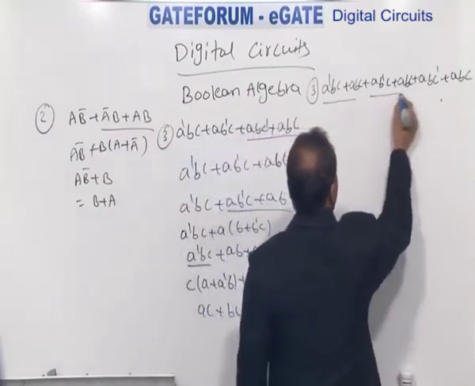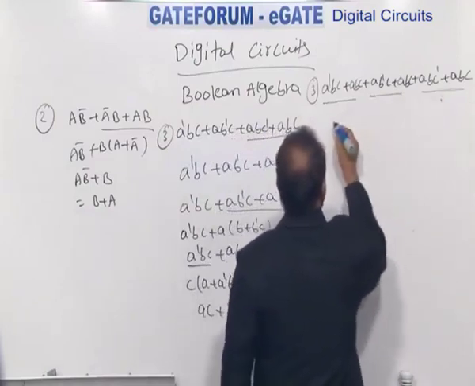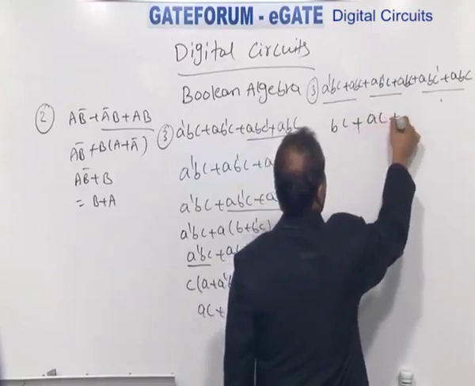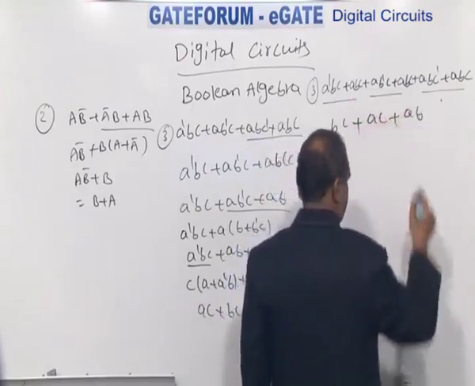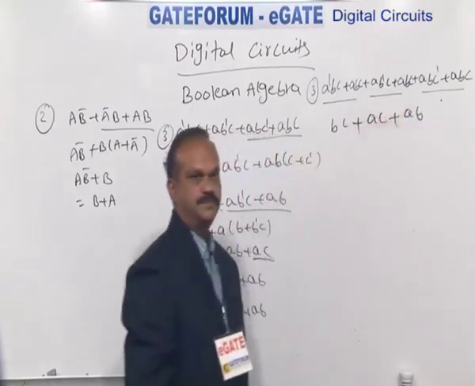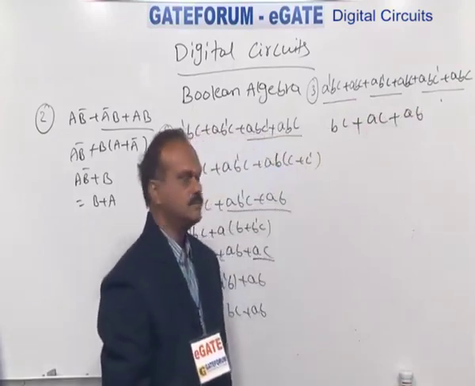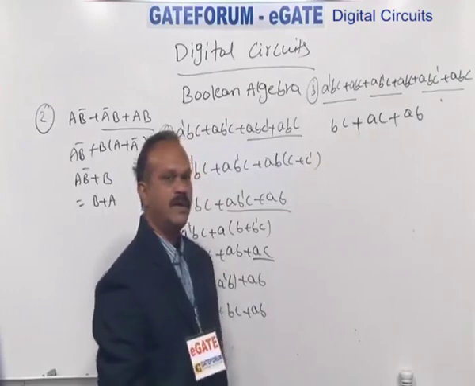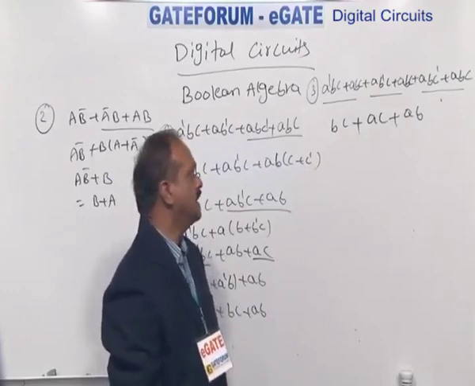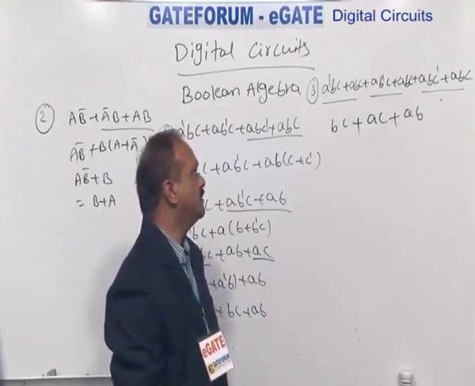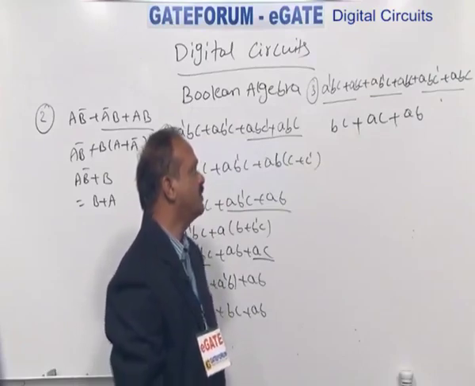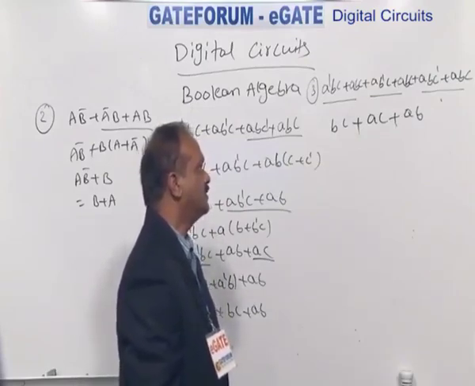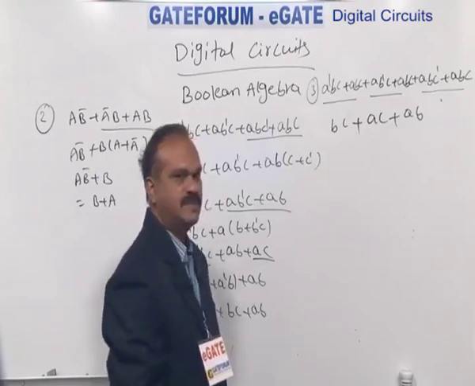So first two terms, next two terms, last two terms. In the first two terms, if you take BC common, you can write A plus A bar. Second and third terms, if you take AC common, B plus B bar. And last two terms, if you take AB common, C plus C bar.